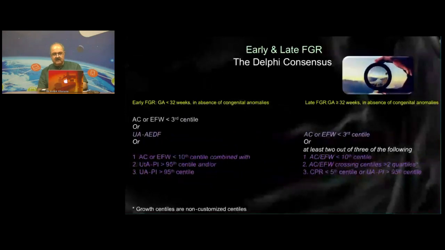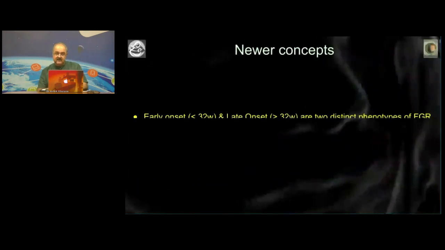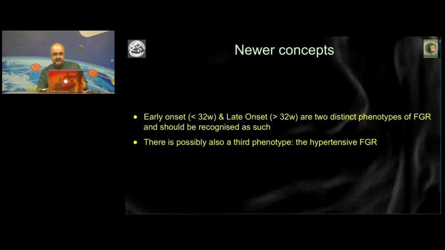Remember that growth centiles are always on more customized centiles, and therefore again, for the definition of growth restriction, even this expert group has said, yes, we will do it. We also realize that we have divided our growth-restricted babies into two groups, an early onset, which is less than 32 weeks, and a late onset, which is greater than 32 weeks. These are two distinct phenotypes and should be recognized as such. And there is possibly also a third phenotype that is now emerging, and that is the hypertensive fetal growth restriction. This group is perhaps the most dangerous one because they suffer the most.